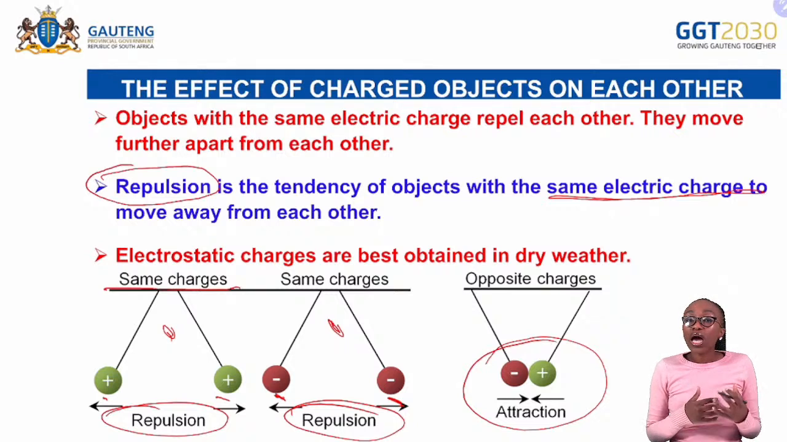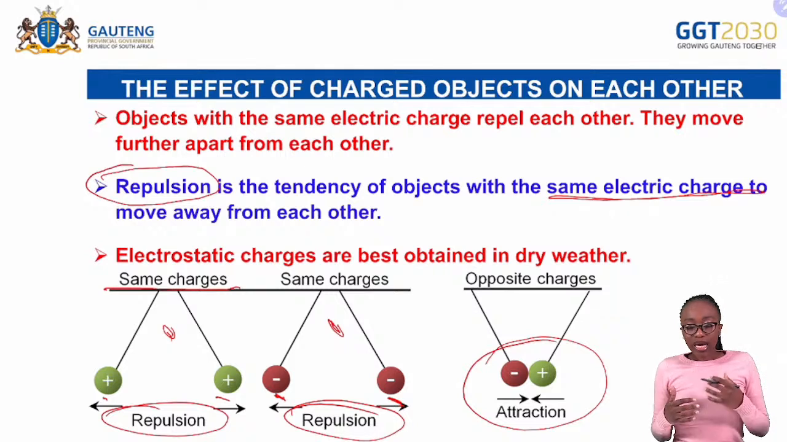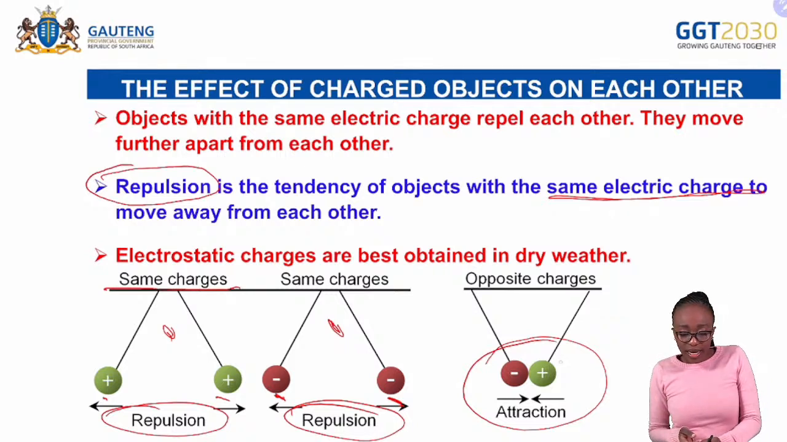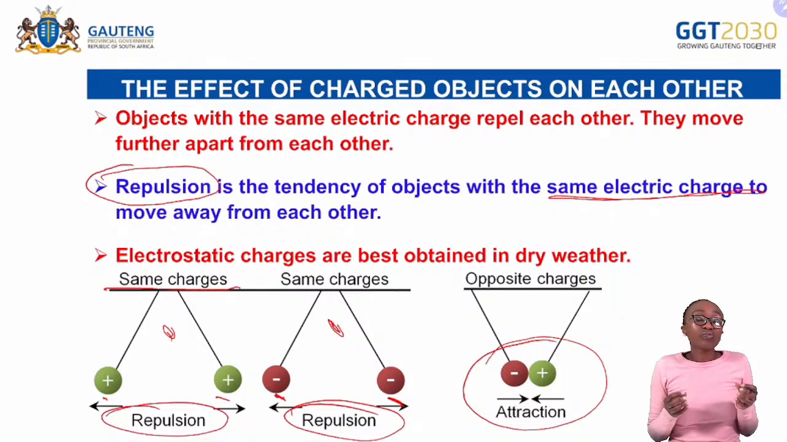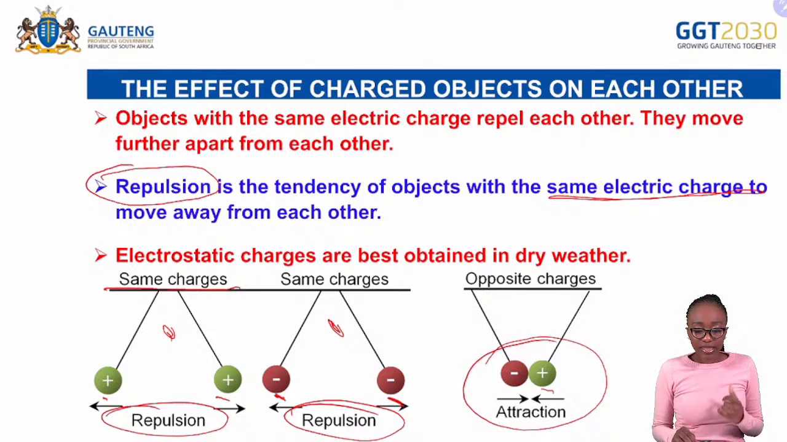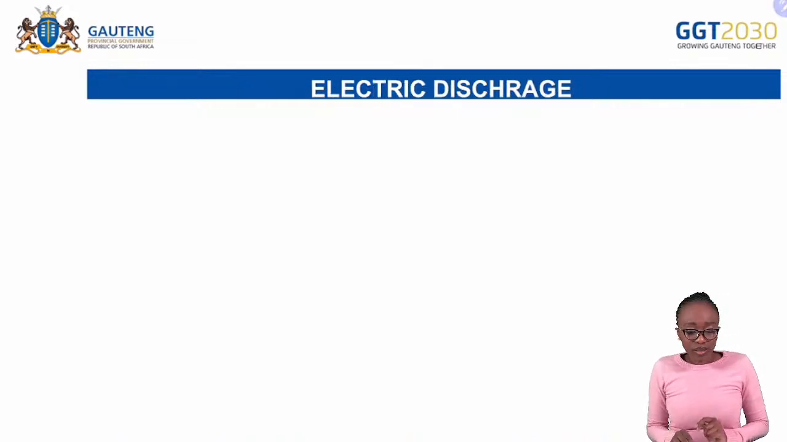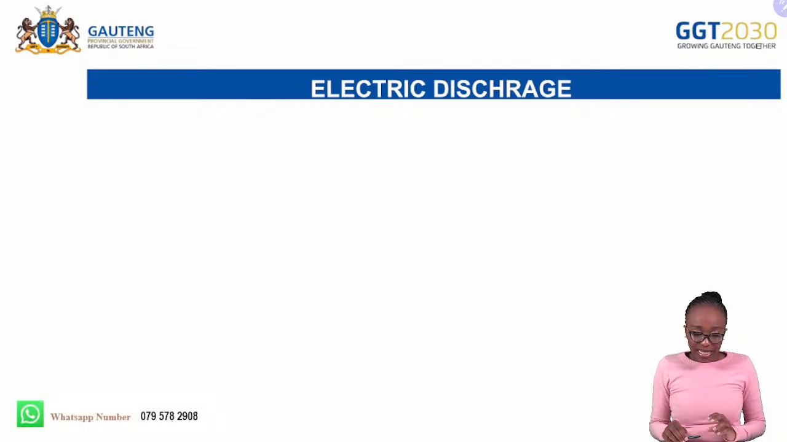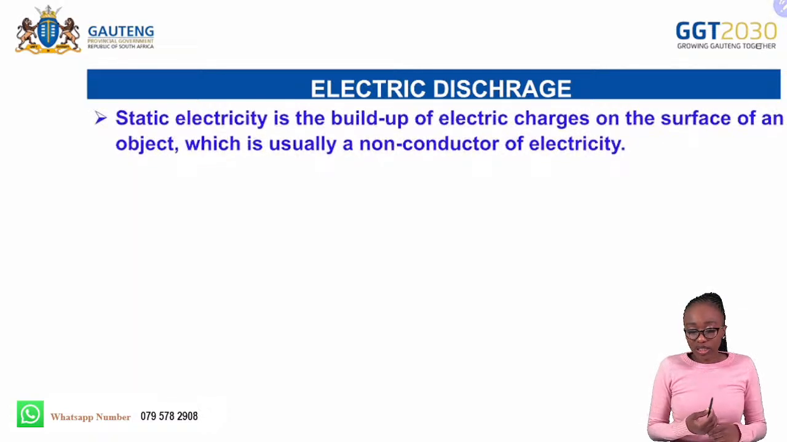Remember, we said charged objects are capable of influencing other objects. In the case of attraction, it's because maybe the charges are different, or the other object has a neutral charge. I'm sure that is simple enough. Now let's talk about electric discharge. We mentioned it in our objectives that we're going to learn about electric discharge today.